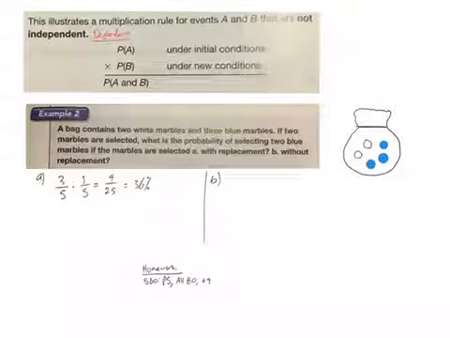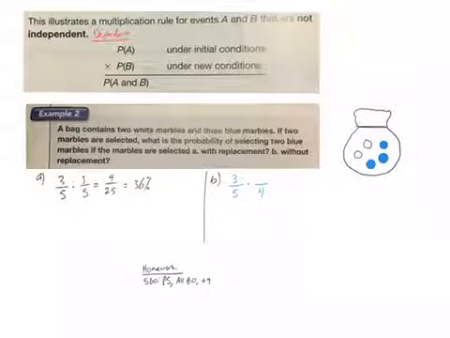For part B, it's a little bit different because the probability of the second one is going to be different because there's not going to be as many marbles in there. So for part B, the probability of drawing a blue marble the first time, since there are 3 blue marbles and there are 5 marbles in the bag total, is going to be 3 out of 5.